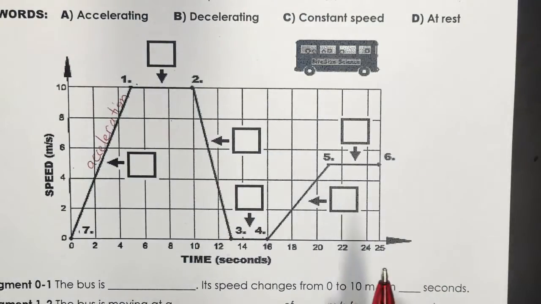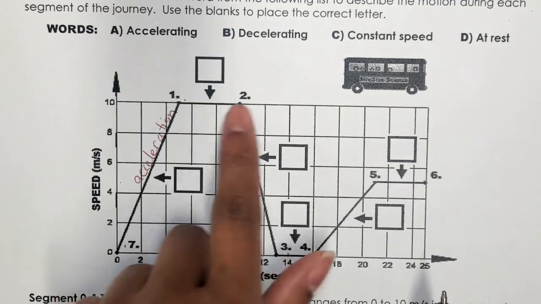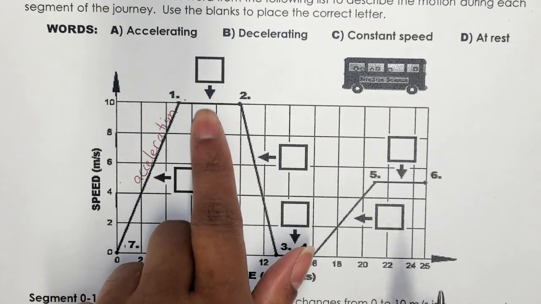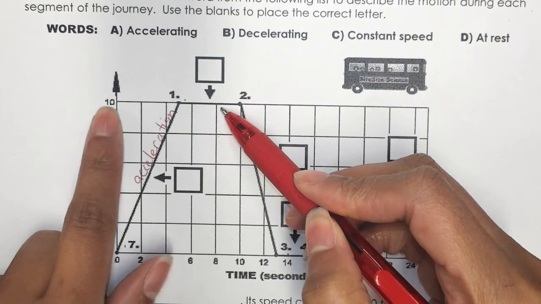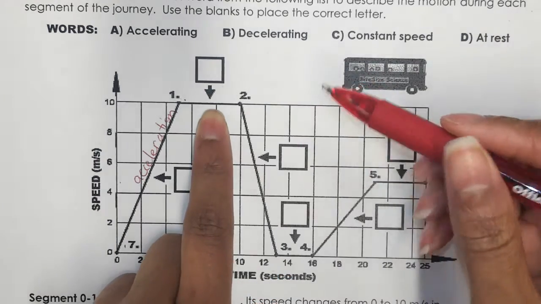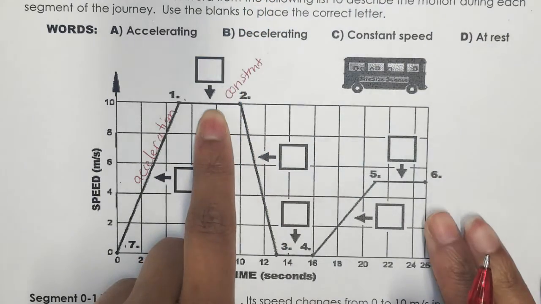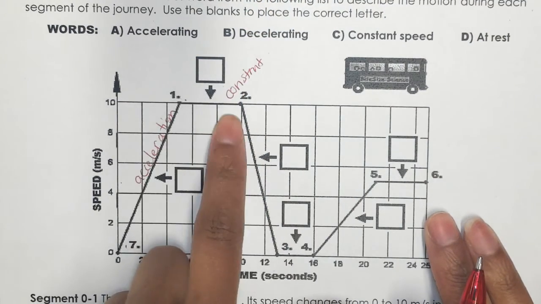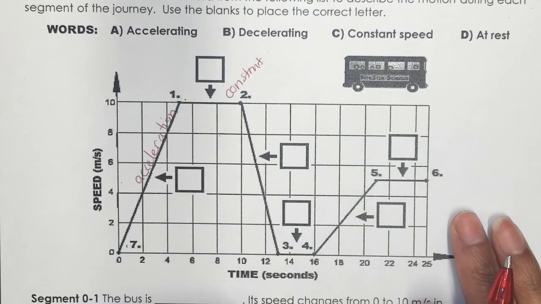Okay? Now, right here, what is my speed? It's constant speed. It's not 0. Look right here. It's 10. So what kind of speed is this? This is constant speed, because the speed stays the same. You did this one already. I'm just referring to the graph to show you. It's a different graph.